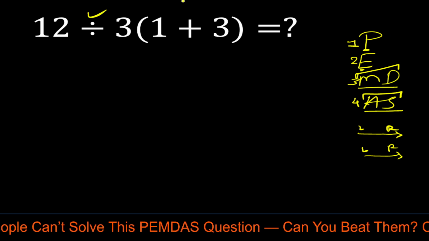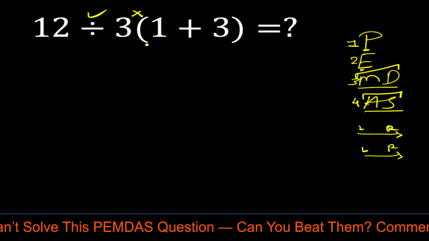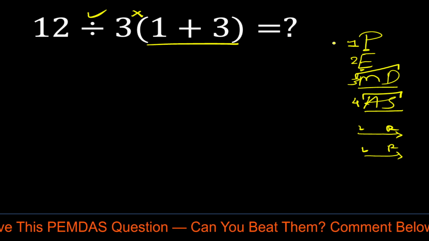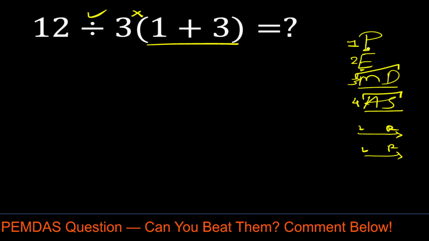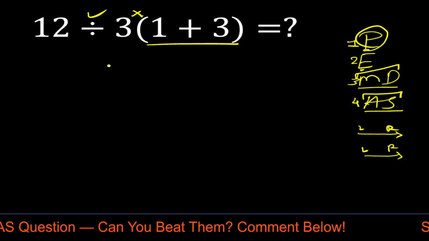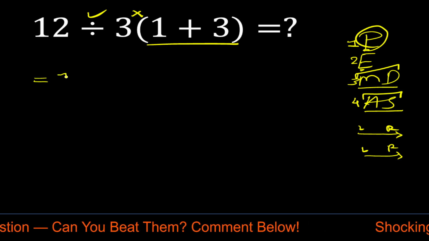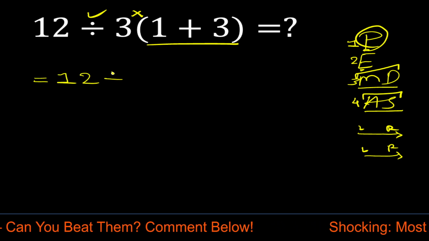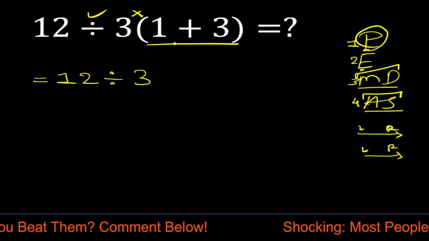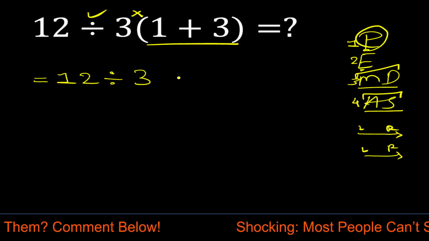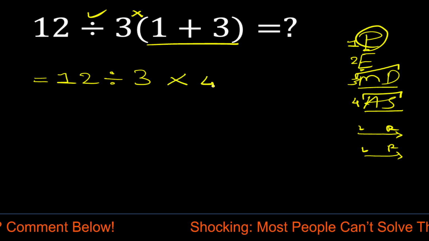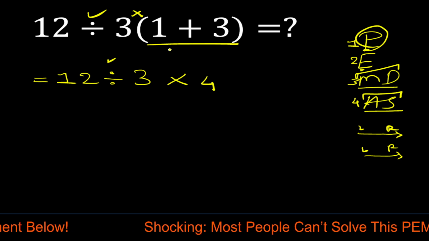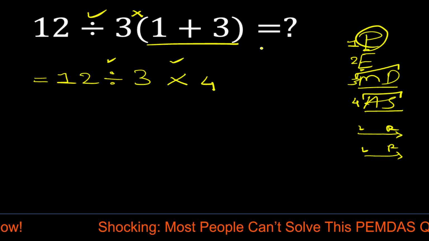So in this question, here we have division, here multiplication, and here parenthesis, right? So according to PEMDAS rule, first we have to solve parenthesis. So now 12 divided by 3. Now solve this parenthesis. 1 plus 3 is equal to 4. So times 4, right? Now here we have division and here multiplication.